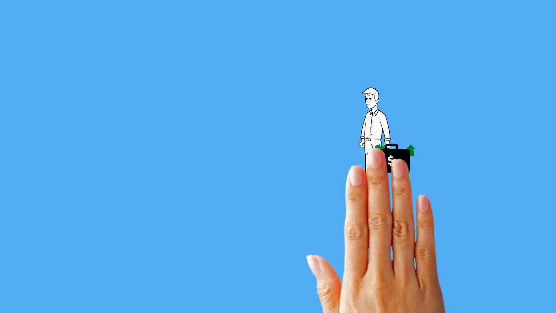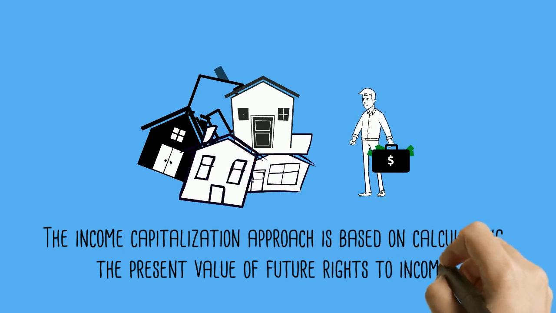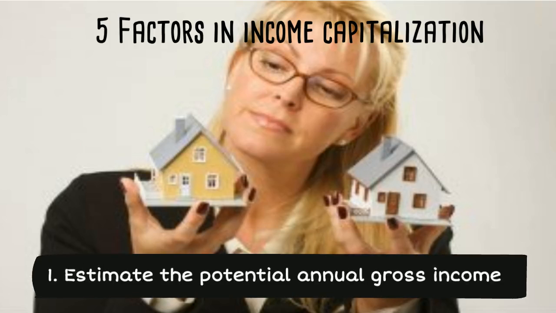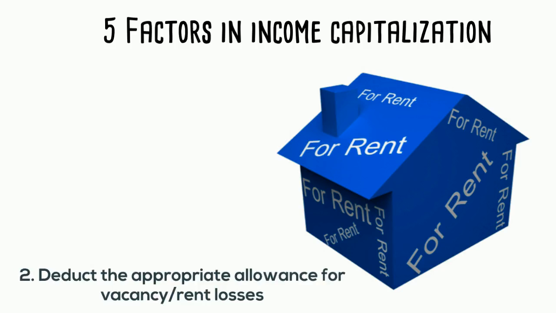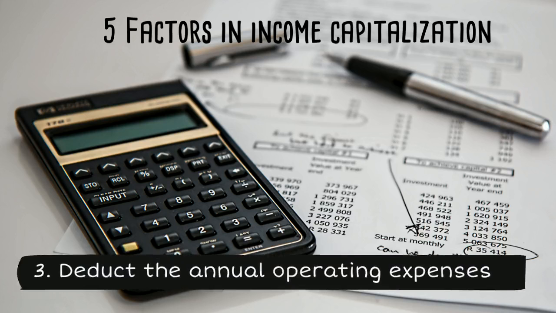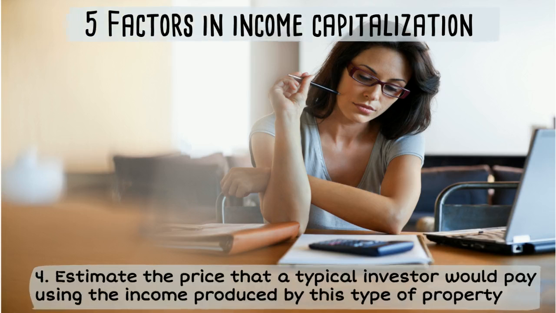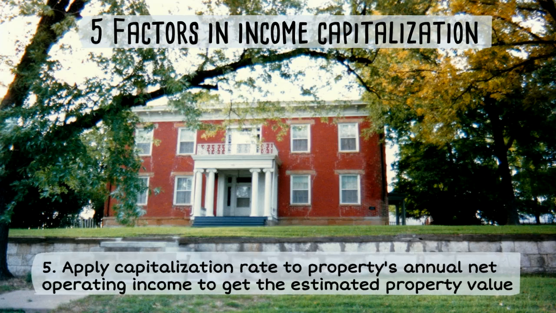The income capitalization approach is based on calculating the present value of future rights to income. Here are the 5 factors. First, estimate the potential annual gross income. Next, deduct the appropriate allowance for vacancy/rent losses. Now deduct the annual operating expenses. Then estimate the price that a typical investor would pay using the income produced by this type of property. And finally, apply the capitalization rate to the property's annual net operating income to get the estimated property value.